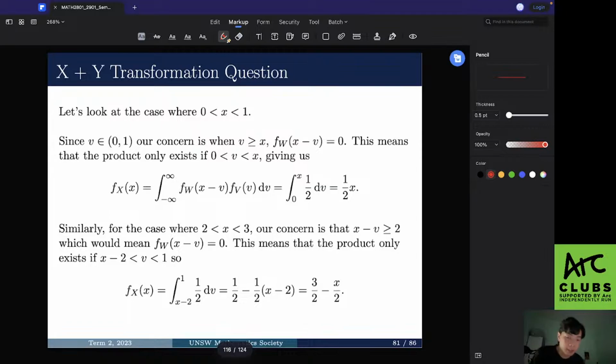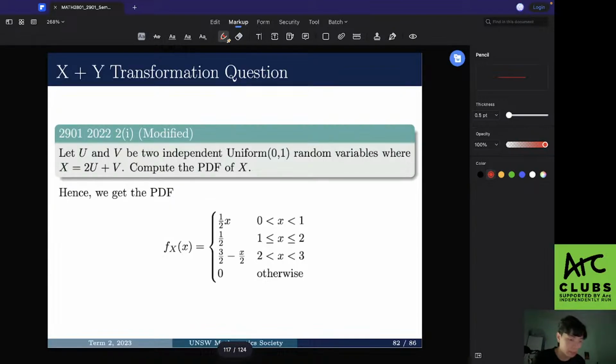So what this means is, if we make sure that v is less than 1, which is always true, but then v is also greater than x minus 2, then this product exists. So we integrate from x minus 2 to 1, and we evaluate the integral to get 3/2 minus x/2. We combine all of these together, and we get an f of x value for 0 to 1, 1 to 2, and 2 to 3. And this is our PDF.